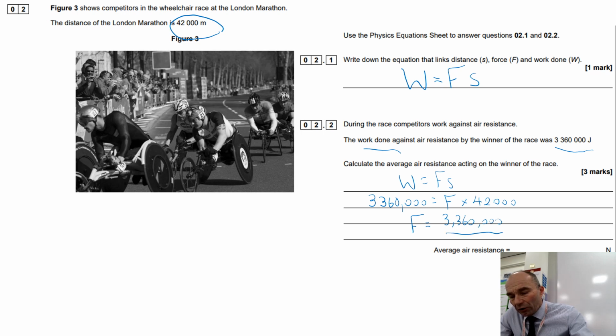3,360,000 divided by 42,000. Make sure you put these numbers carefully into your calculator, and that should give you an answer of 80 newtons. With this, it's very easy to put too many zeros or too few into your calculator, so you need to be really careful with this bit.